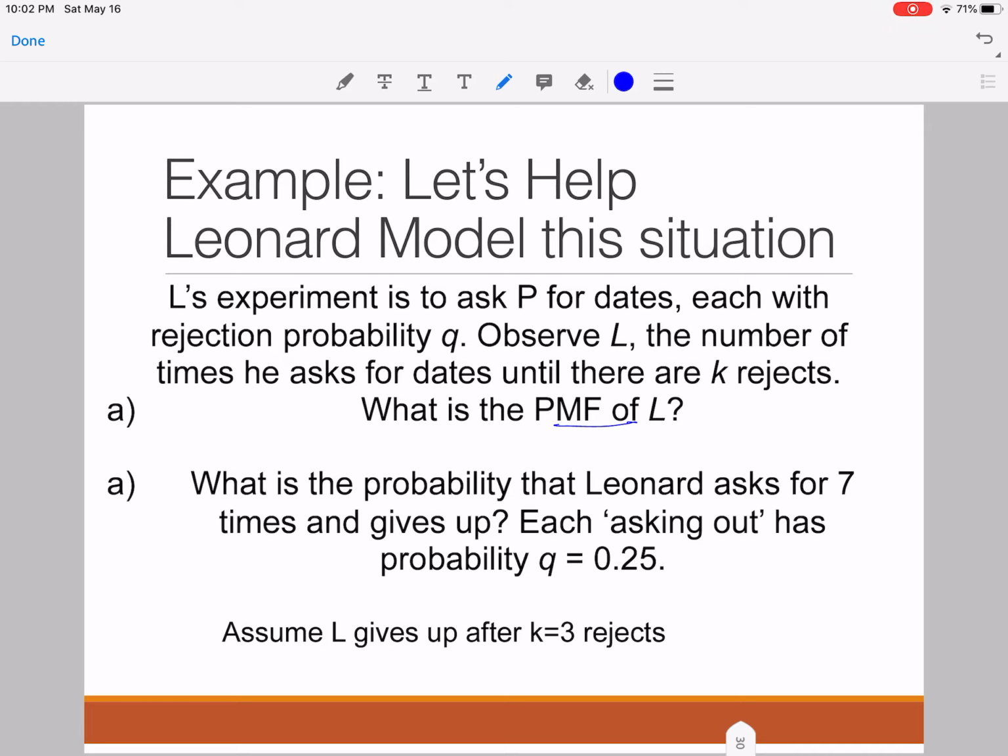So the number of times Leonard is going to ask Penny out for dinner, L, is going to be a random variable. It can be either K, in which case he gets K rejects one after the other, or he may get his Kth reject on the K plus 1th asking out, or at the K plus 2th asking out, and so on and so forth. Essentially what we are interested in is finding the probability mass function of L, where Leonard gets his Kth rejection. So focus on the PMF for this particular problem.